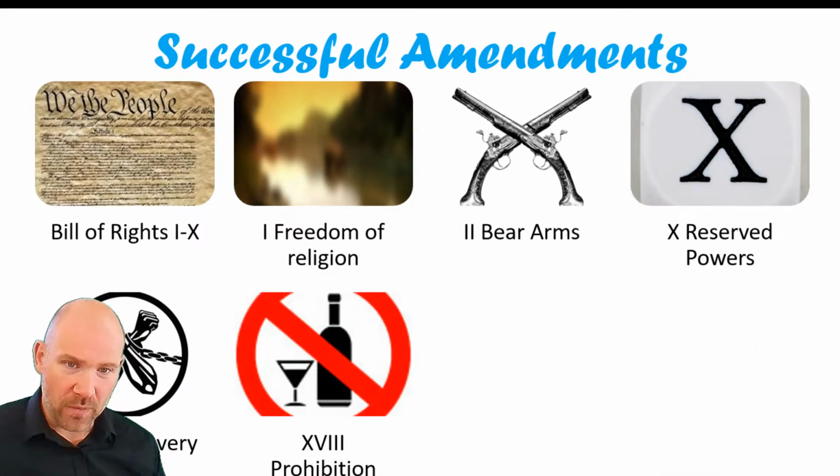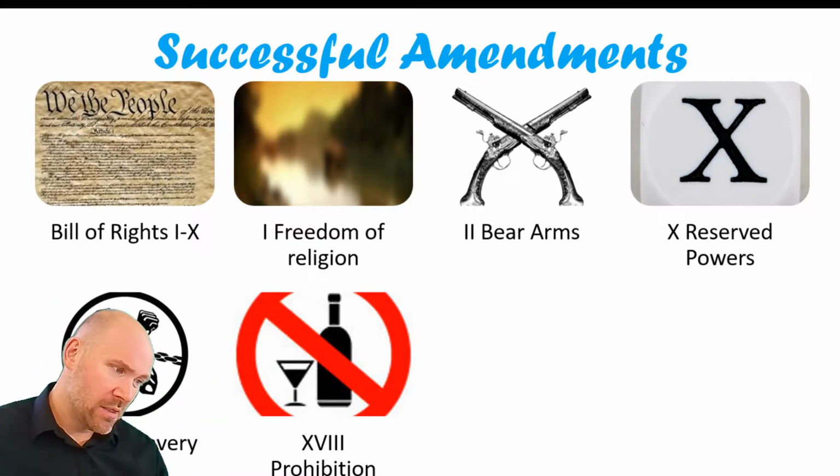Here's the one that went wrong. 18, they banned alcohol. 1920s, 1930s, think Bugsy Malone, gangsters, all those kind of things. They banned alcohol. And then they decided they quite like to drink. And so Amendment 21, I think it is, when they amended the amendment, and they brought it back.